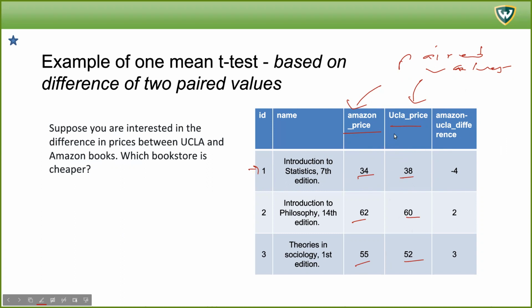The thing is, we don't really need to work with two separate variables. We can create a new variable here, which is the difference between the two. And of course, you've got to be consistent about which one you're subtracting from which. Let's say this calculation is Amazon minus UCLA. So, Amazon minus UCLA difference: one is minus 4, plus 2, plus 3. And then we can do the same one mean test that we just did before for the running average, with just the difference variable, one single variable.